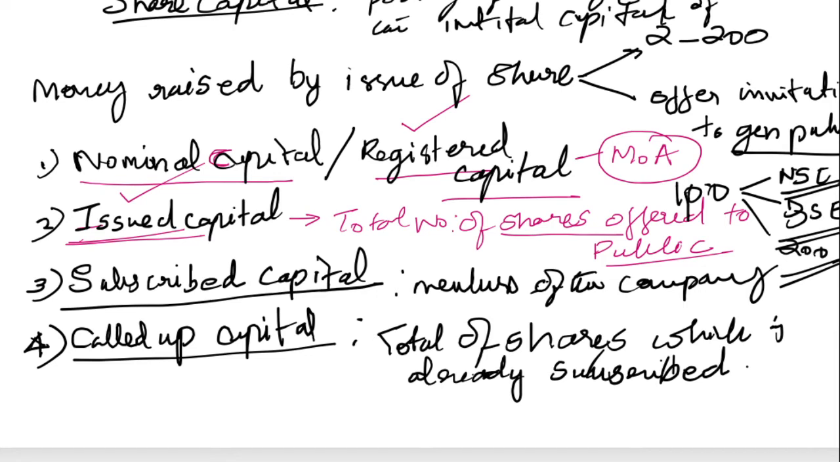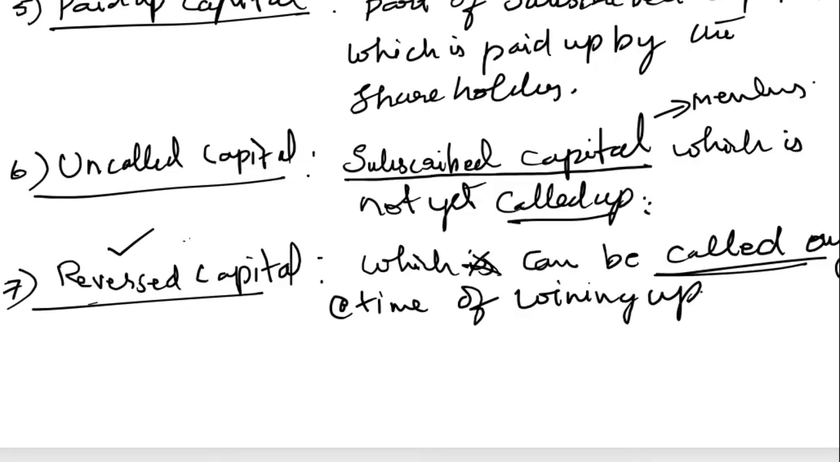But no companies will do such things, because the company will become confined to a certain area. That means the company doesn't have the freedom to sell its shares if it goes for nominal or registered capital. All right. So this is called share capital.